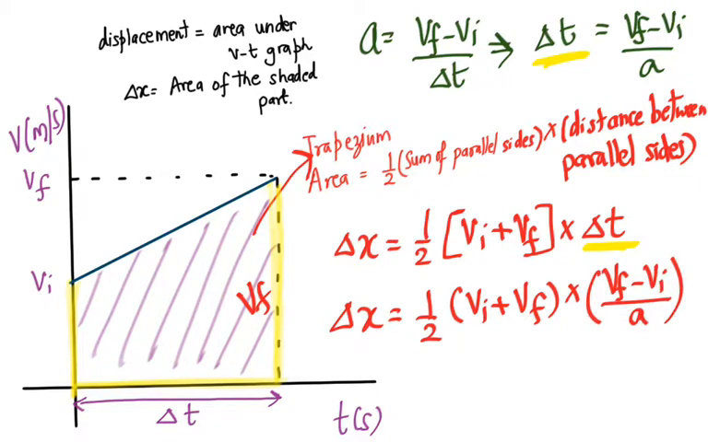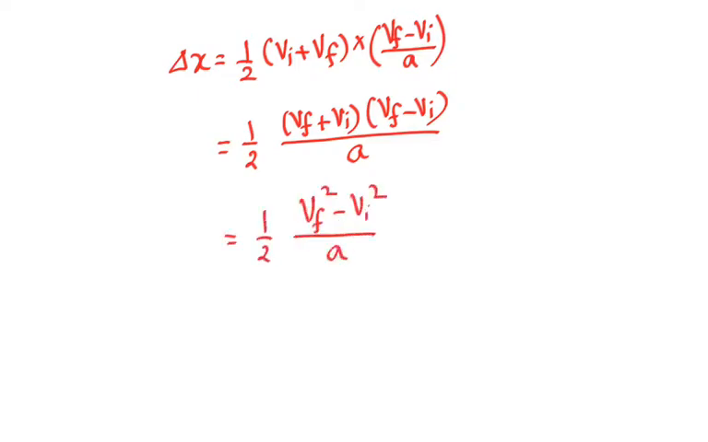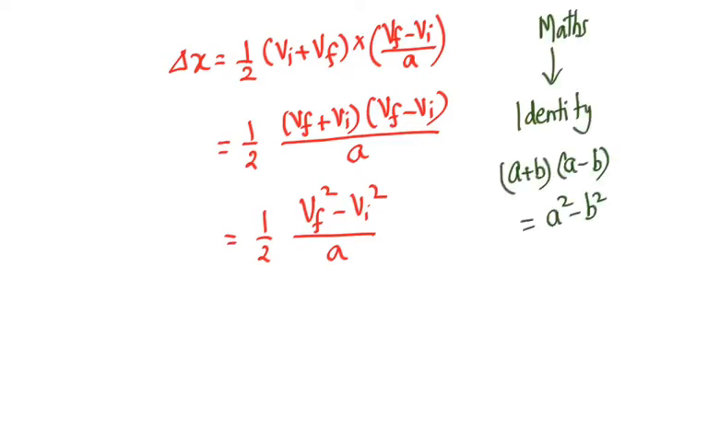And now we have got half vi plus vf multiplied by vf minus vi over a. We are just going to rearrange it and use some mathematical tools to get the final equation. Here I have just rearranged it and written vf plus vi multiplied by vf minus vi over a. The reason for making it in this form is that now we can apply the identity from mathematics, which is a plus b into a minus b equals a square minus b square. So here it will become vf square minus vi square, because it is vf plus vi multiplied by vf minus vi.